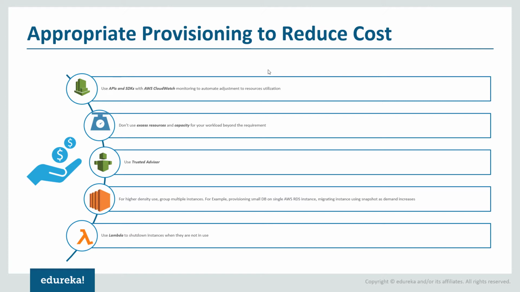When you have high density user groups and managed instances, try to go ahead and use a small DB on a single RDS instance for testing purposes. Migrate the instances, or try to use a snapshot of on-demand instances and delete them, or possibly go ahead and use Lambda so that you pay whenever you run it.